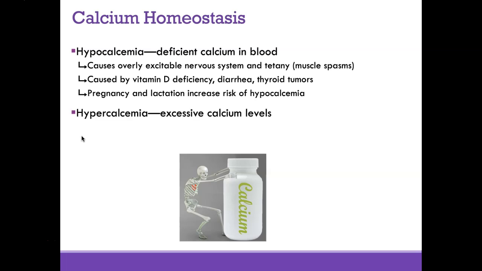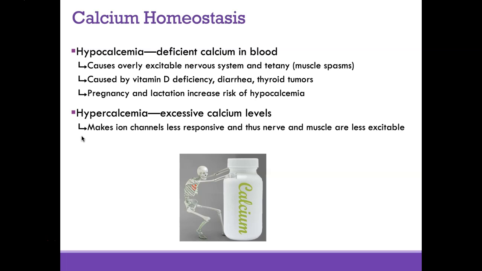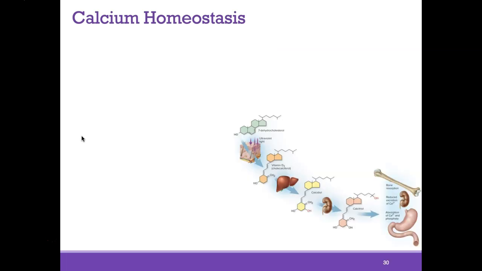Hypercalcemia, a calcium excess, could make ion channels less responsive, and thus nerve and muscle cells are less excitable. They're less able to respond to our brain signaling. That is a lot rarer. Hypercalcemia is rare, but hypocalcemia is a lot more common. Like I said, pregnancy and lactation put women at risk of hypocalcemia because they need a lot of calcium to make milk and also to ossify the fetal skeleton.